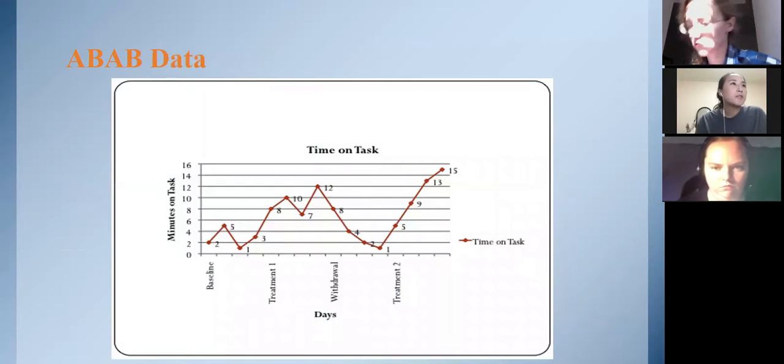As you can see, during the second treatment phase, Tyler's time on task immediately began to increase and even surpass the level of the first treatment phase. This confirms the original findings that this intervention is effective for Tyler. It also means that Tyler will continue to get the support he needs.